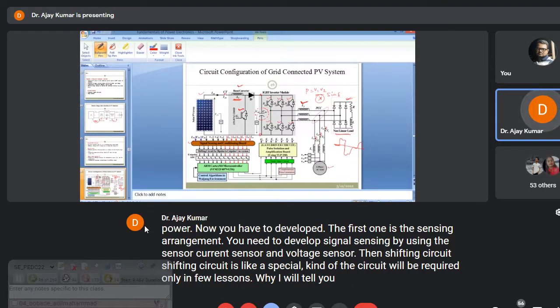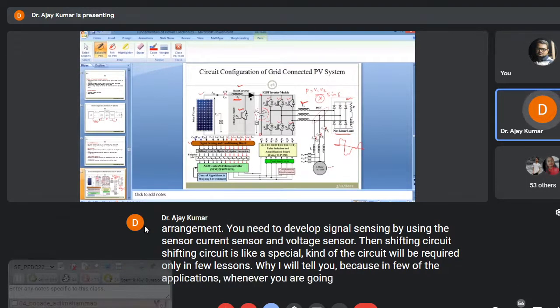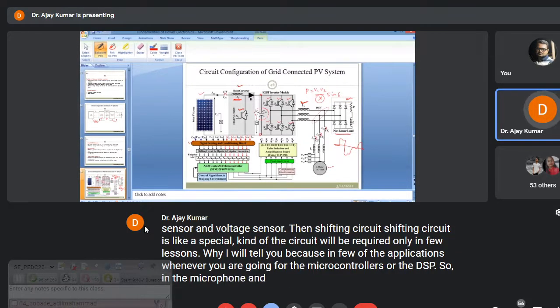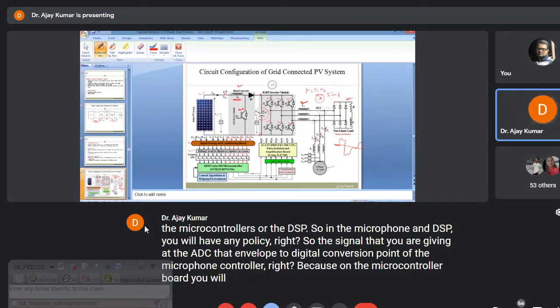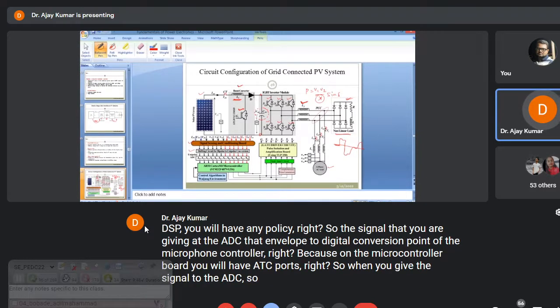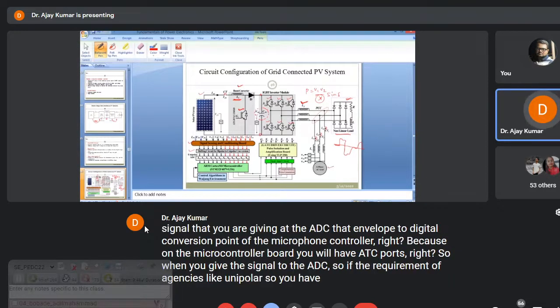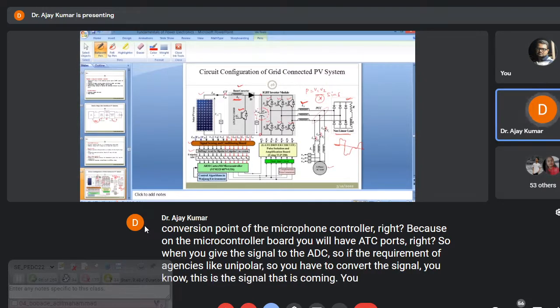Because in a few applications, whenever you are going for microcontrollers or DSP, in the microcontroller and DSP you will have a unipolar ADC. Right, so the signal that you are giving at the ADC, the analog to digital conversion point of the microcontroller, right? Because on the microcontroller board you will have ADC ports, right? So when you give the signal to the ADC, if the requirement of the ADC is unipolar, you have to convert the signal into unipolar.